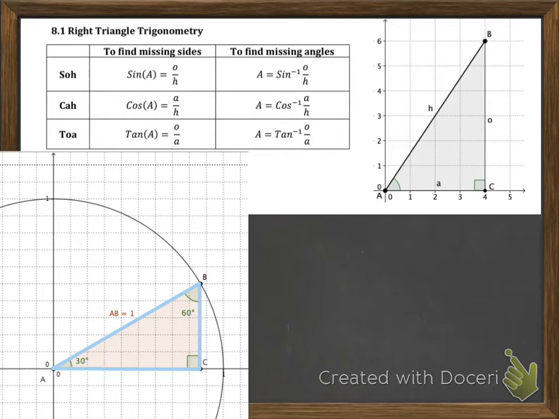Oh, we also learned about 45, 45, 90 triangles, which are right isosceles triangles. Those are super easy for us to solve because they have two congruent legs. So if we know one of the legs, we know the other one.